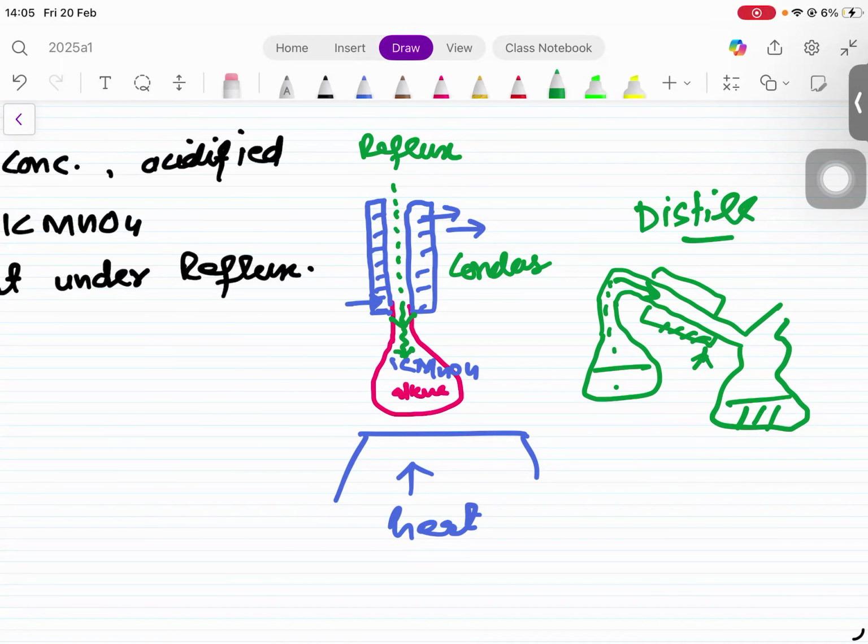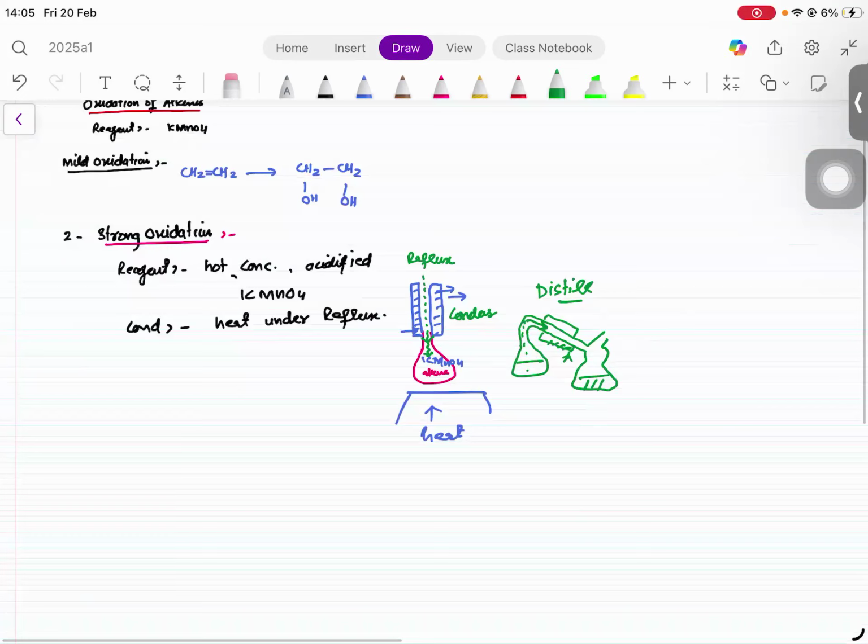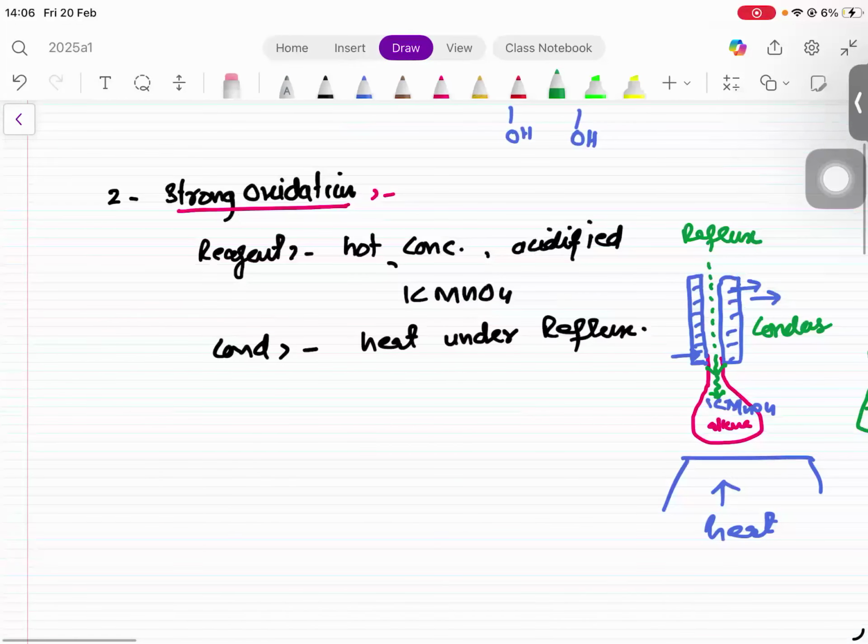So this is the difference between reflux and distill. We'll be using this, especially when we go to alcohols. Sometimes we will say distill, sometimes we will say reflux. When we have to make sure that the reactant goes to the final product, we will reflux. When we don't want the final product, we want an intermediate, the first product to be formed, and collect it immediately, then we distill. Okay. Now coming back to the oxidation of alkenes.